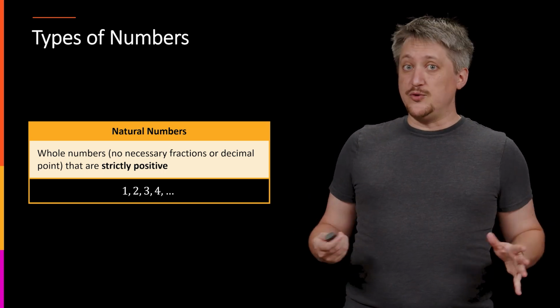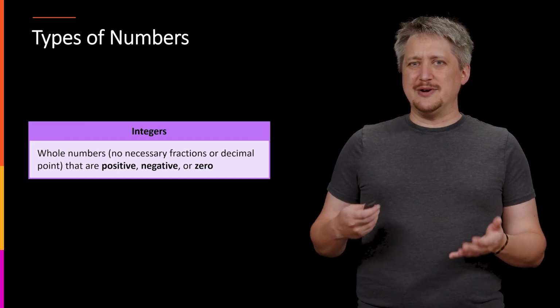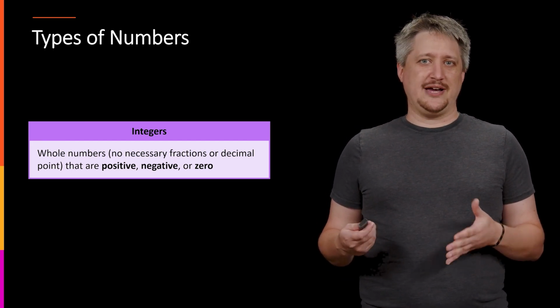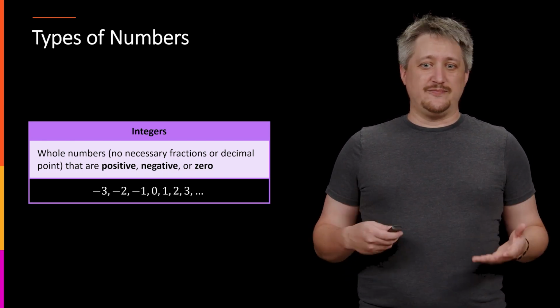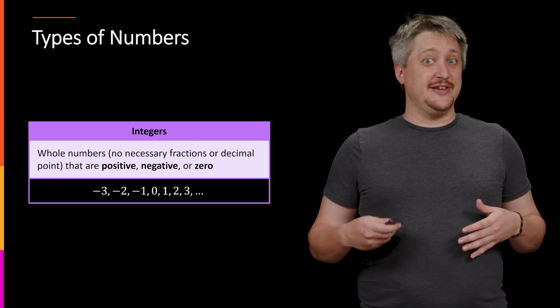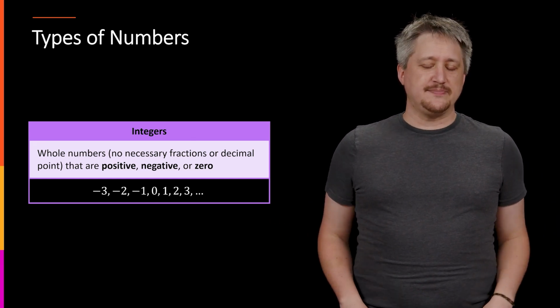All right, moving on. Next up, we have integers. Integers are basically the same idea as the natural numbers, but now we're allowing the negatives and 0 as well. So we're going to have 1, 2, 3, 4, but we also have negative 1, 2, 3, 4, as well as 0, but still whole numbers.